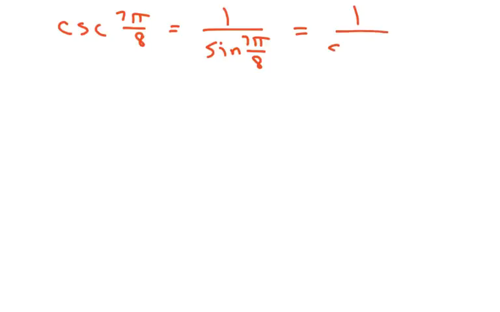Now next one's very similar. We have cosecant of 7 pi over 8. And we know that's 1 over sine, so we have 1 over sine 7 pi over 8. And since we're using the half angle, this is going to be 1 over sine of 7 pi over 4 divided by 2.